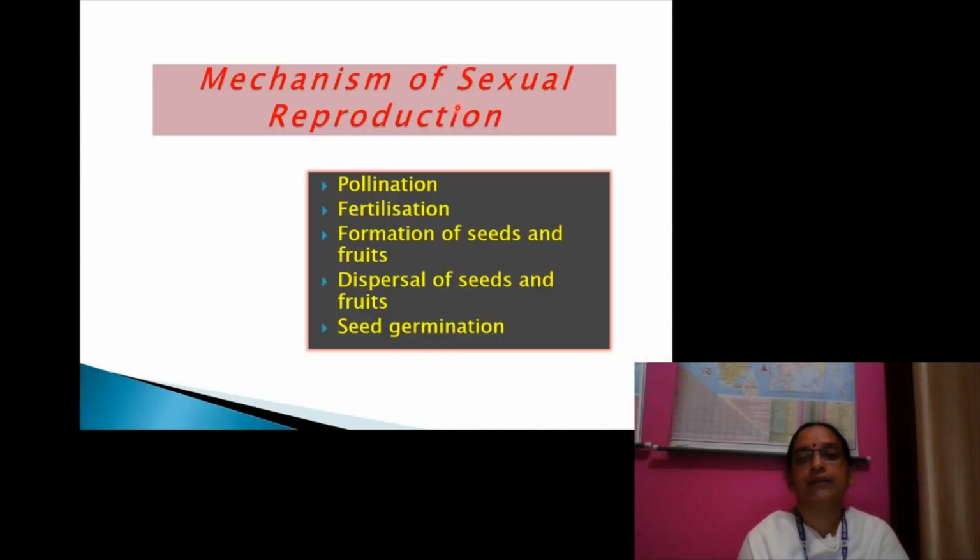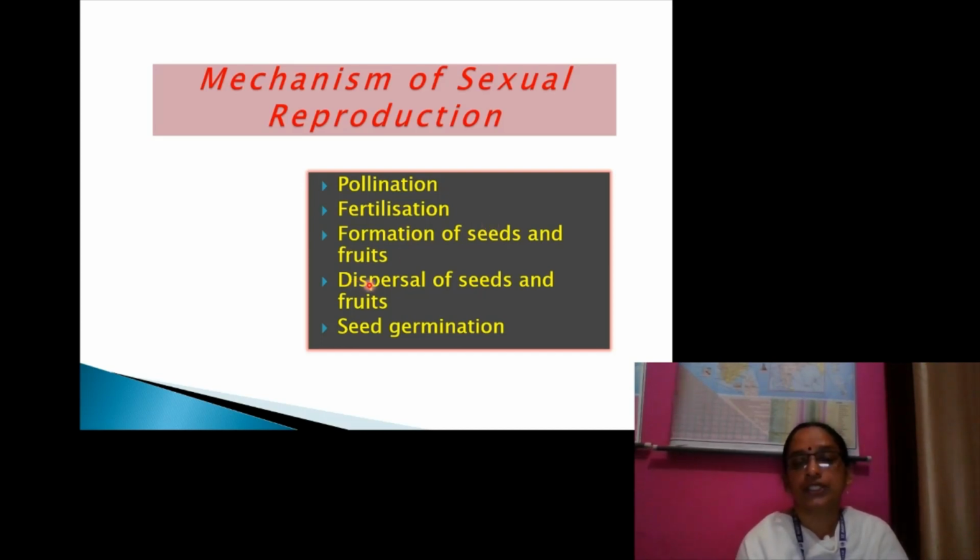Now let us study the mechanism of sexual reproduction. So what are the mechanisms? First one is known as pollination. Pollination followed by fertilization. Then afterwards formation of seeds and fruits. You have to remember that after fertilization, the ovary changes into fruits and ovules change into seeds.